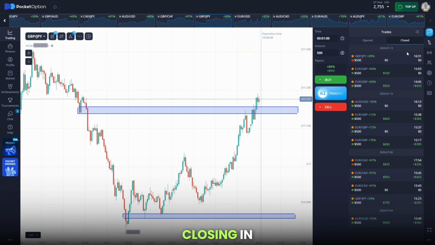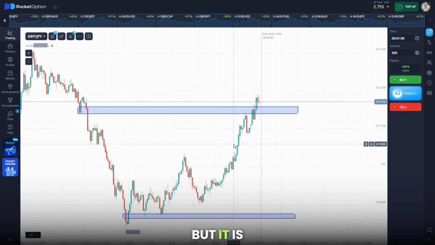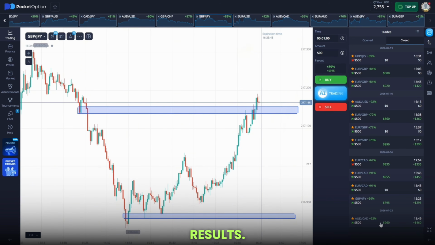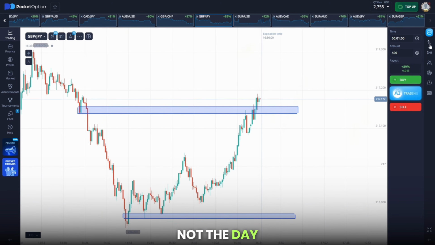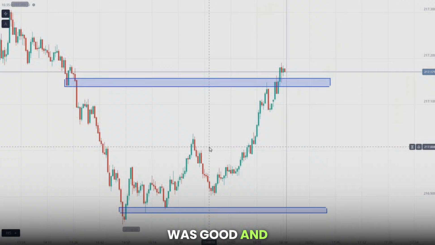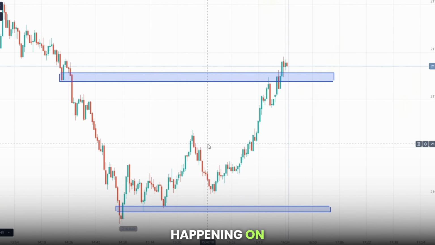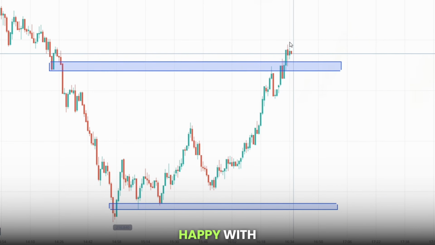So today I'm closing in loss again. In my last session on Friday, I closed on a loss, and today also I'm closing on a loss. Maybe the price is not moving according to the strategy, but it is giving me consistent results. You can see the previous results, and if you want to check last week or last month results, you can check through my videos. I always post them. So today is not the day on which I make a profit, but I think my analysis was good, and whatever I was anticipating was happening on the chart, like this move. So all in all, I am happy with my results.